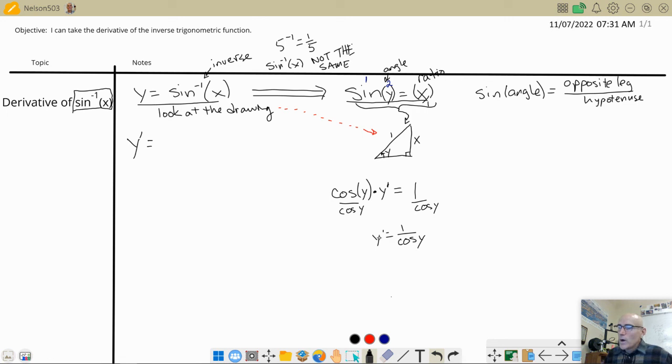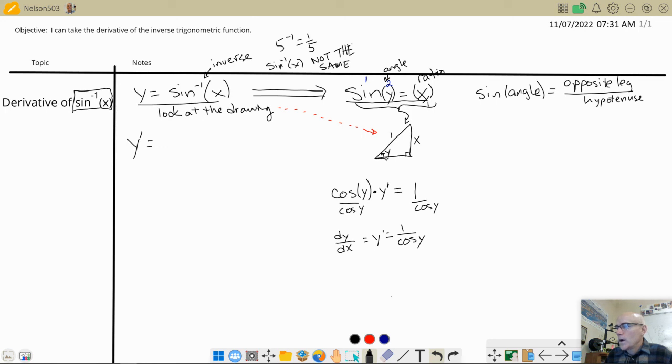Now, wait a minute. y prime is the same thing as saying dy/dx, right? We've been dealing with a lot of different notation for the derivative. And you notice this dx down here means I want the derivative of y in terms of x. But right now I've got the derivative of y in terms of y, so I don't want that there. I want to replace cosine of y with what it's equivalent to.